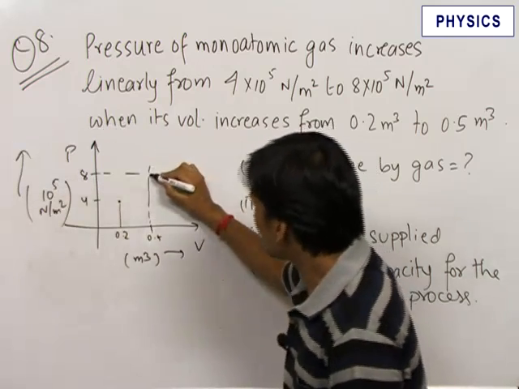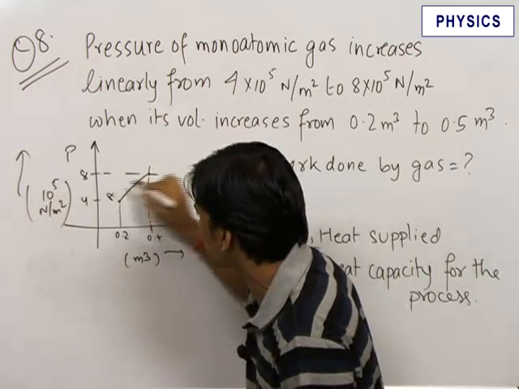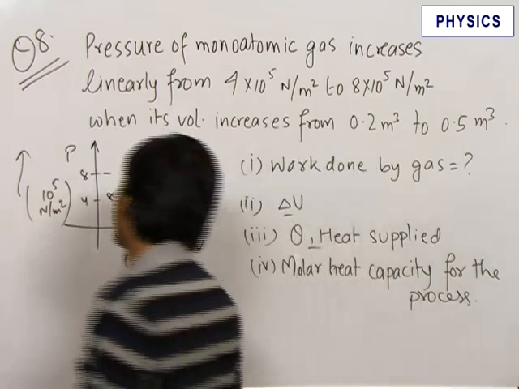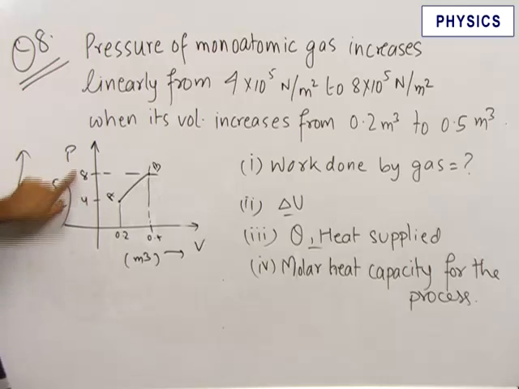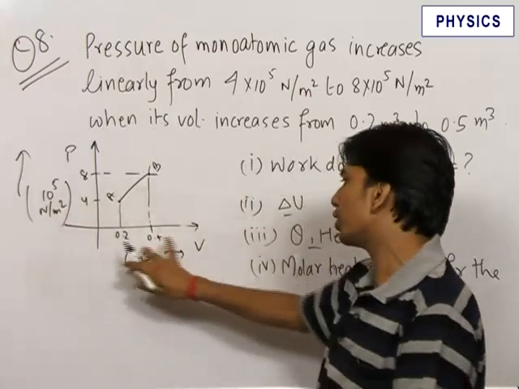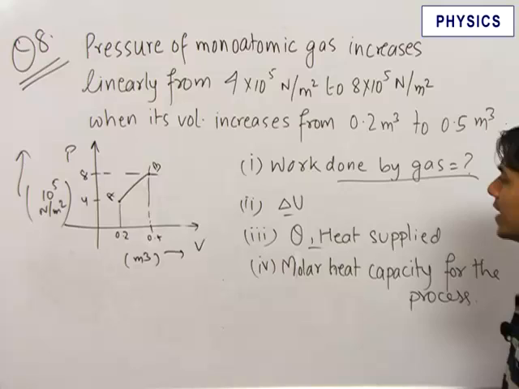This is our final PV graph and it increases linearly, therefore this is the process that we are talking about. The gas goes from state A to state B while its pressure increases from 4 to 8 into 10 to the power 5 newtons per meter square and its volume increases from 0.2 to 0.5 meter cubes. We need to find out the work done by the gas.